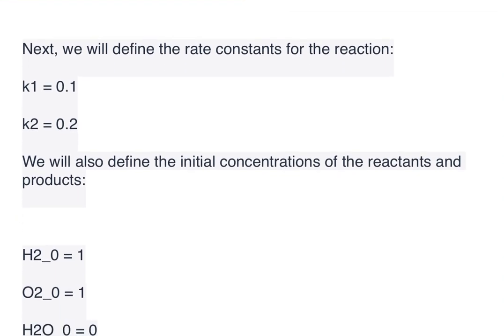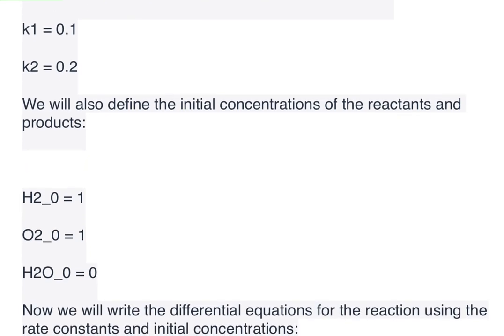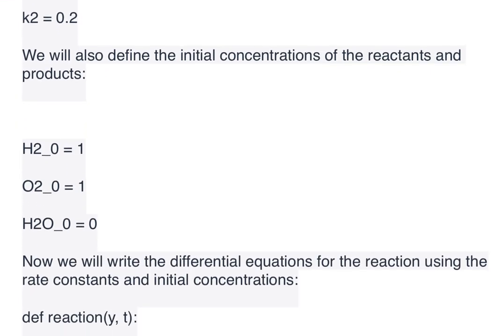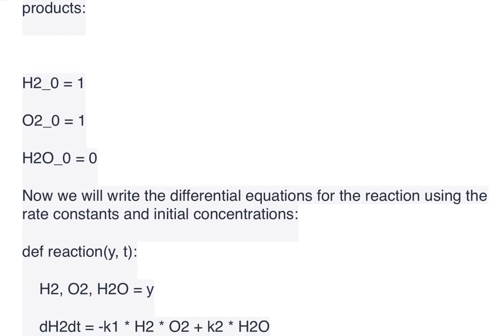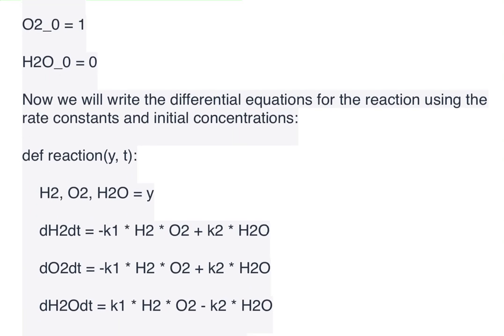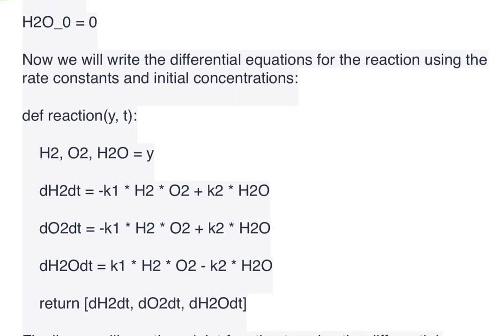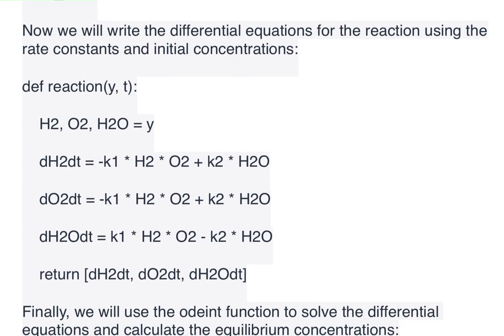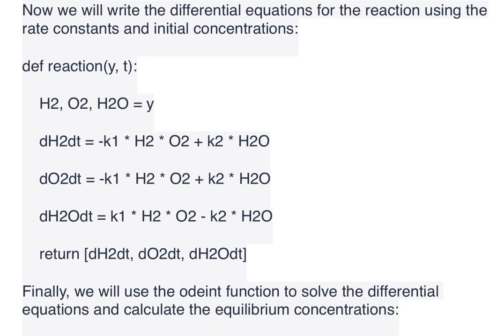We will also define the initial concentrations of the reactants and products. H2_0 equals 1, O2_0 equals 1, H2O_0 equals 0. Now we will write the differential equations for the reaction using the rate constants and initial concentrations. Def reaction(t, H2, O2, H2O).